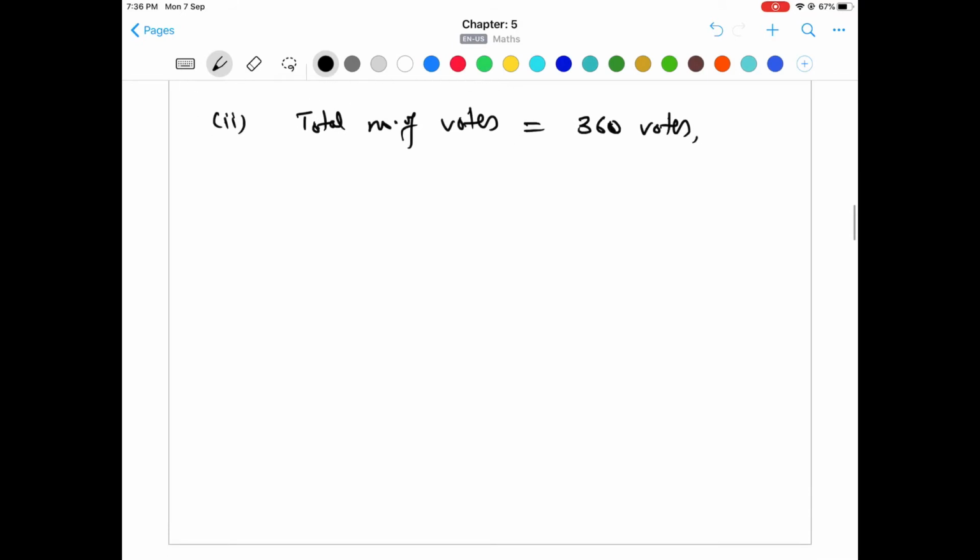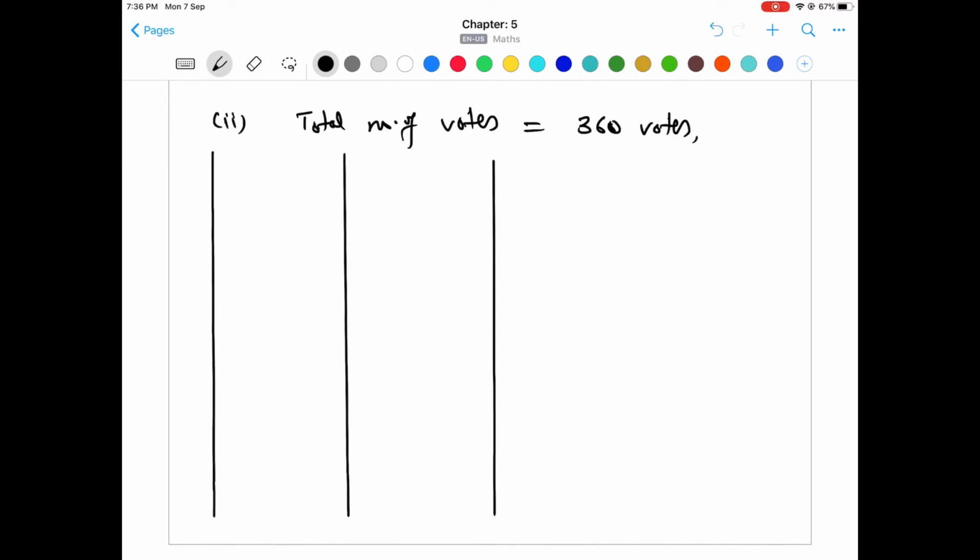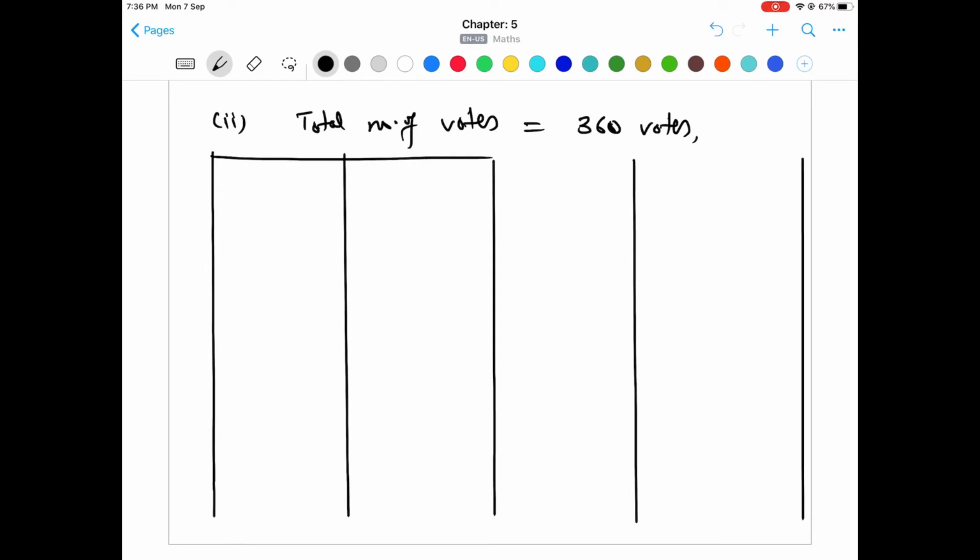Now we'll draw a table to find the central angle. For that we need 4 columns. In the first one we'll write the name of the season. In the second one we'll write the number of votes for each season. The third one is fixed, which will be for the fraction, and in the fourth column we'll calculate the central angle.